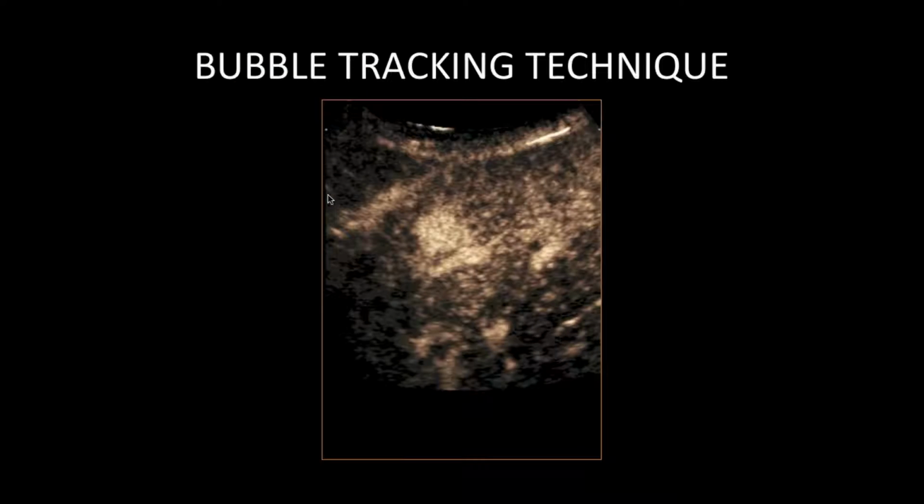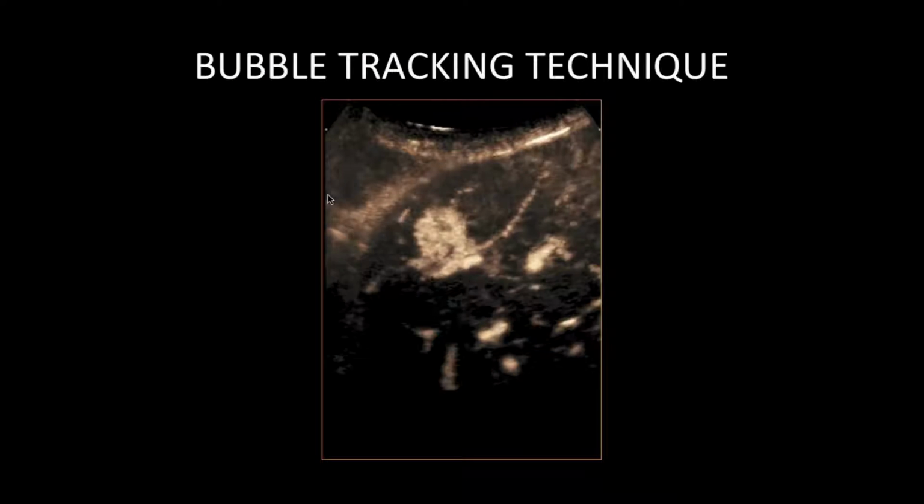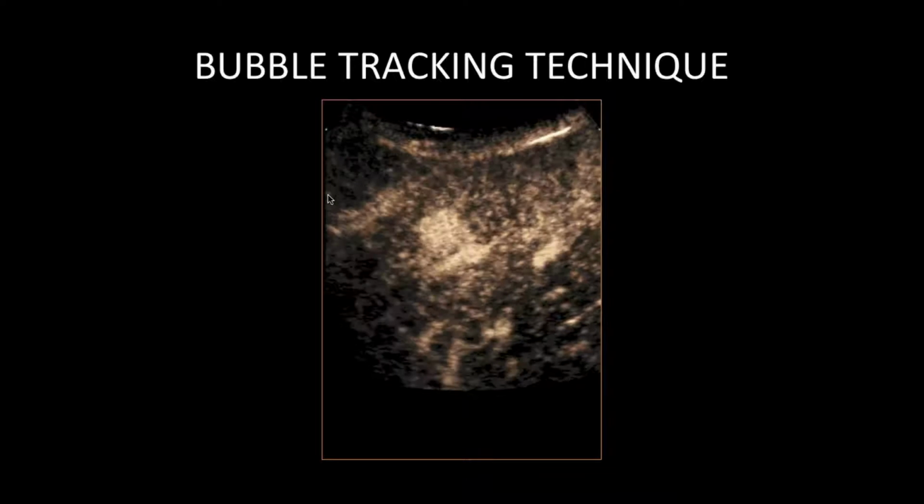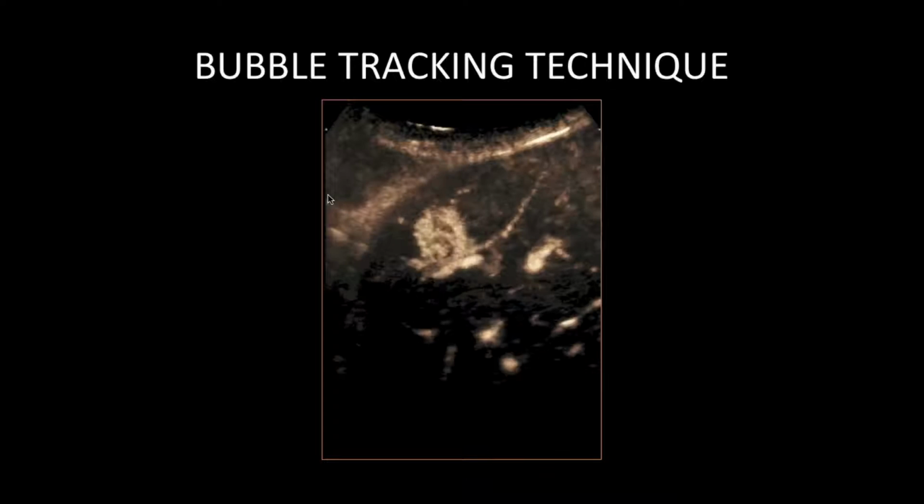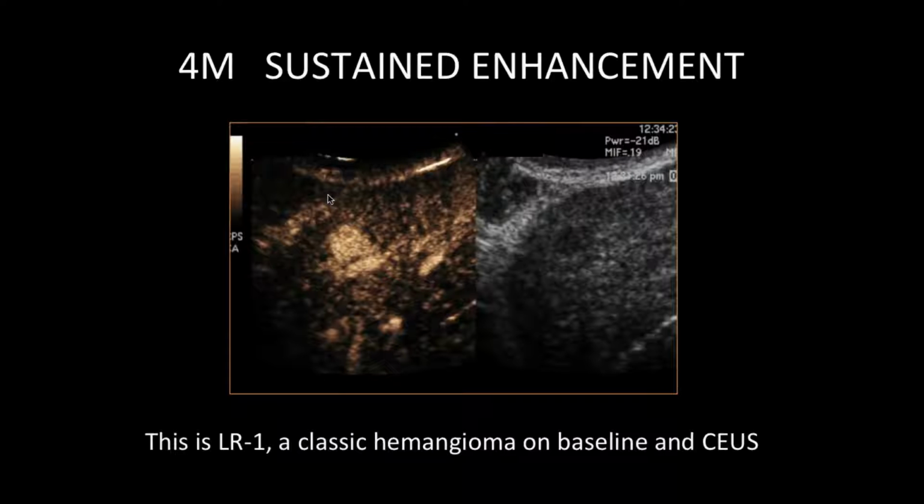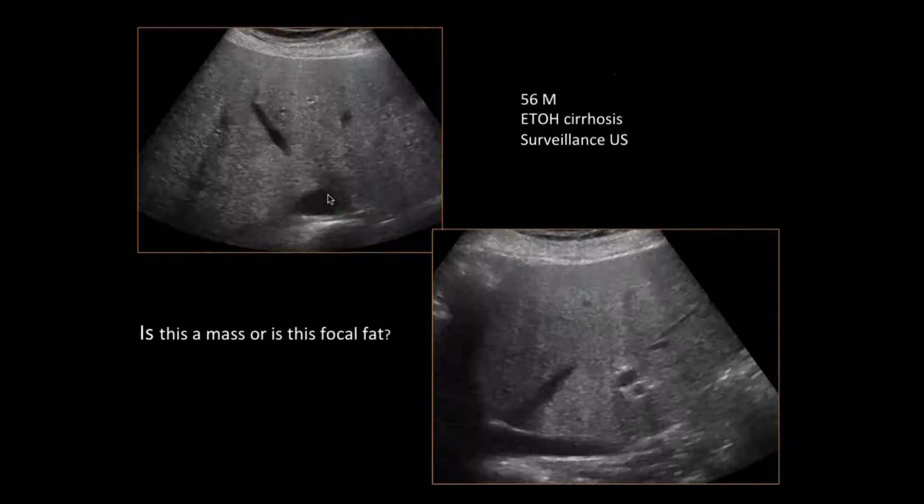And when we look at this with a bubble tracking technique, we can easily show that the lesion fills from the periphery to the center, and we see again the classic enhancement pattern for a hemangioma. Again, an easily dismissed lesion. This is not for consideration for future problem.